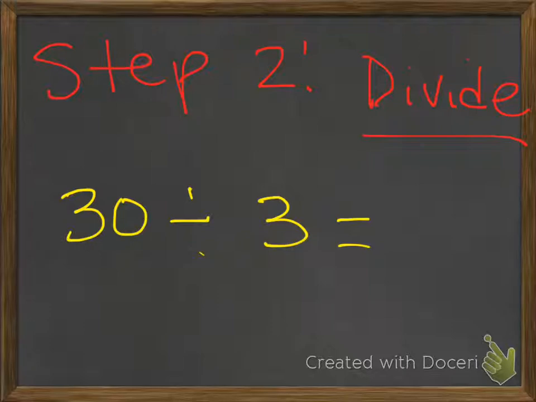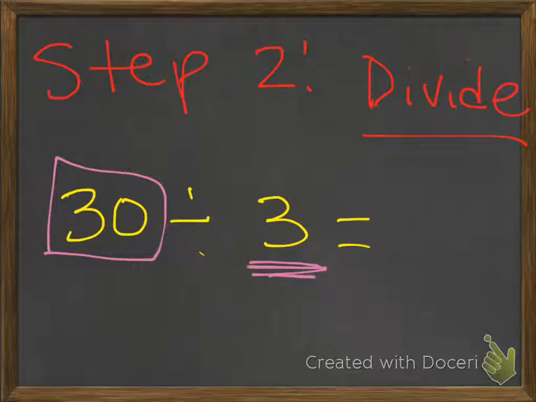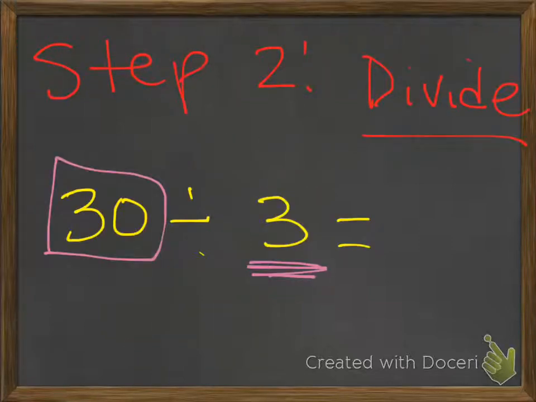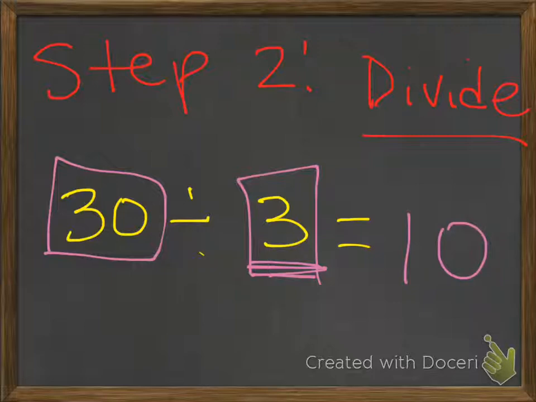The next step is to divide. You take the number that you got, the 30, and you divide it by the same number of groups or people that you had. So we go back and look, there was 1, 2, 3 numbers that we have. And so that's where we get this 3. So you can only divide it by the same number of values you have. So 30 divided by 3 is simply 10.